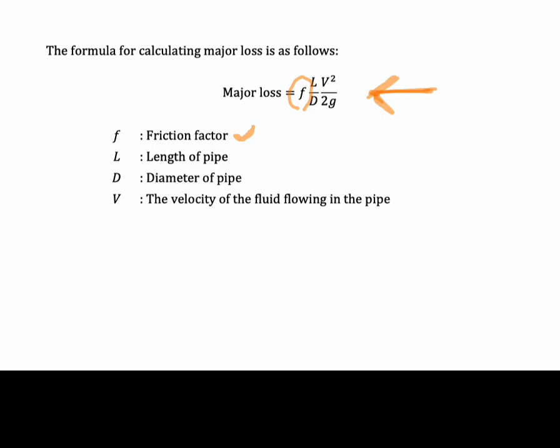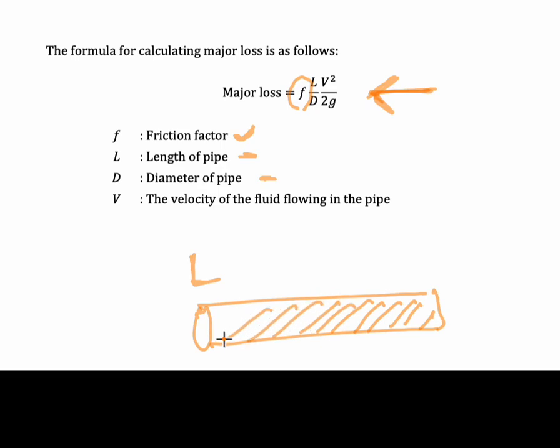Because major loss occurs due to the resistance or friction in the pipe, the L here is the length of the pipe and the D here is the diameter of the pipe. For example, we have a pipe from here to here. Because resistance occurs on this pipe surface, we need to use the length and the diameter of the pipe as parameters to measure the friction.